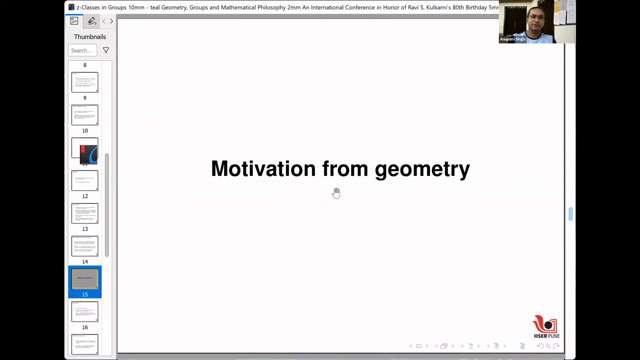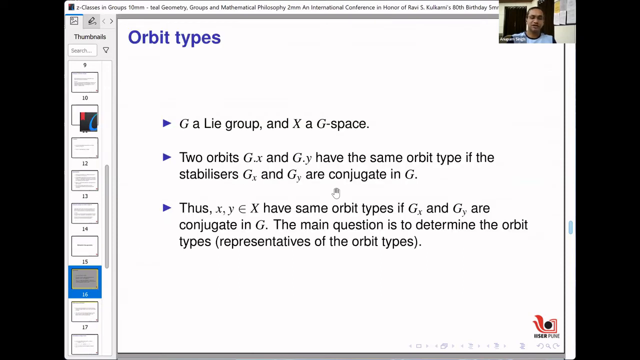So, motivation from geometry. What I'm going to do is define what are called orbit types. If I look at any Lie group and any G-space X, a manifold or something, I can look at orbits. X is a G-space, meaning G is acting on this space X. If I look at two orbits, Gx and Gy, we say that they have the same orbit type if the stabilizers are conjugate in G. For example, if I look at X to be G itself, then it will give rise to G-classes. We'll come to that.